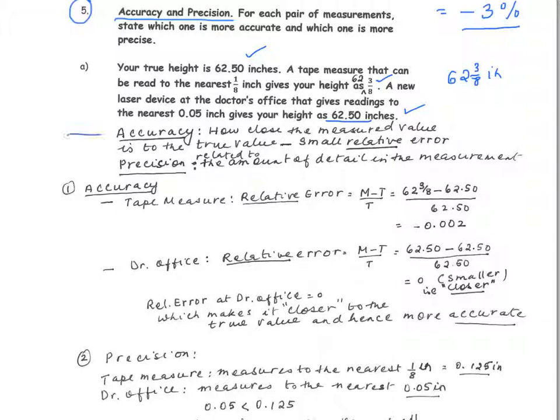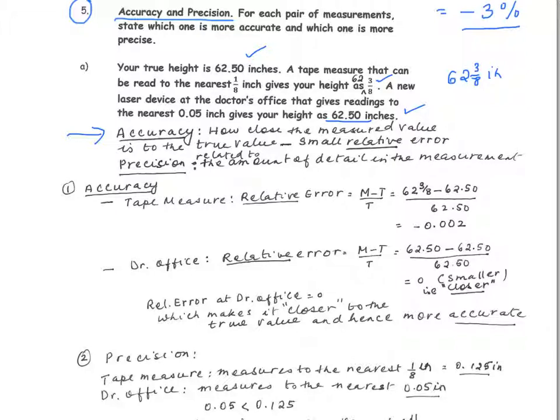So what is accuracy? Accuracy is how close the measured value is to the true value. That is the term that describes accuracy. How close is the measured value to the true value?